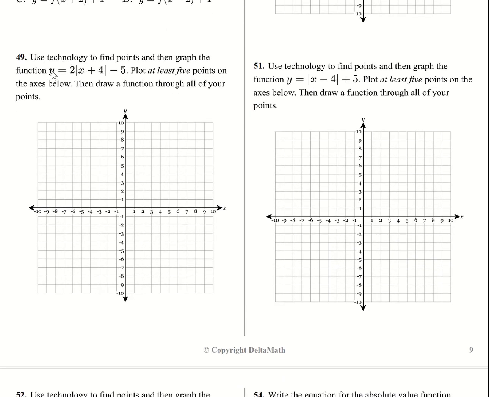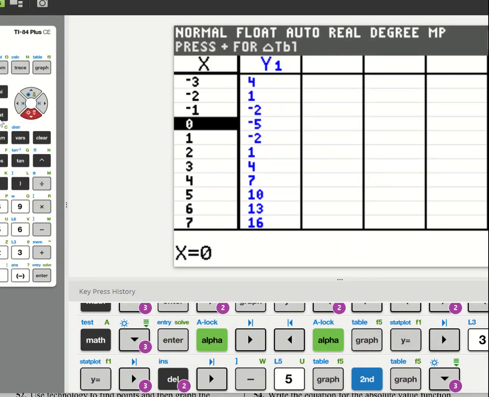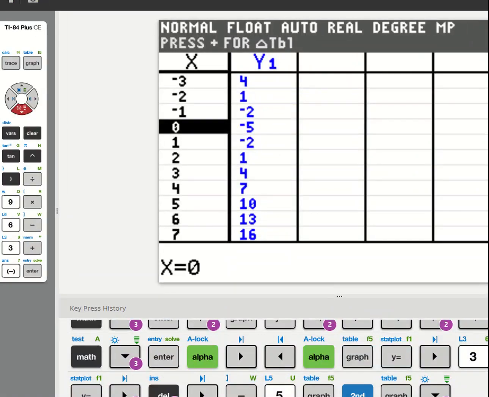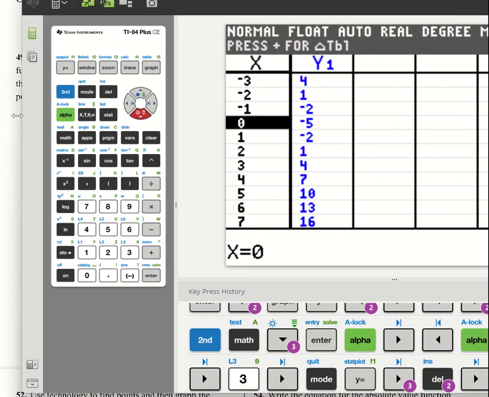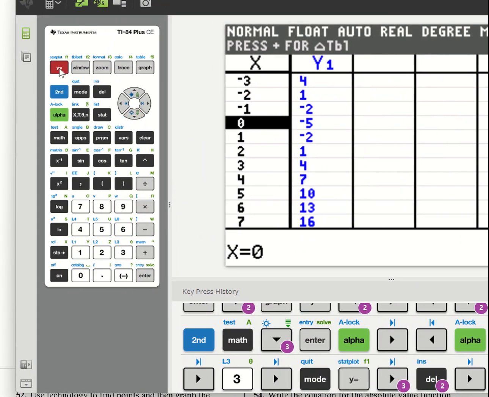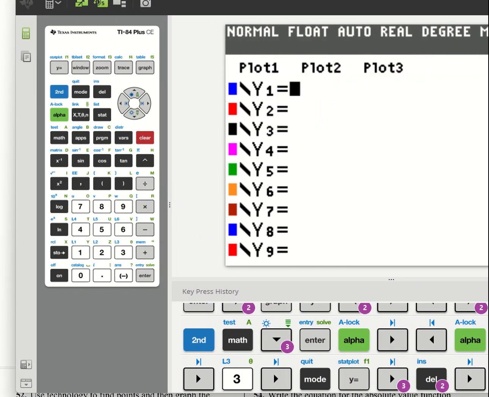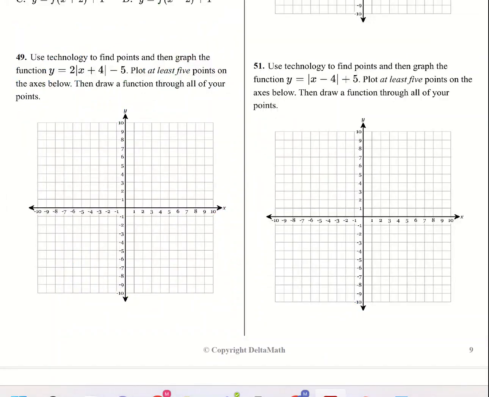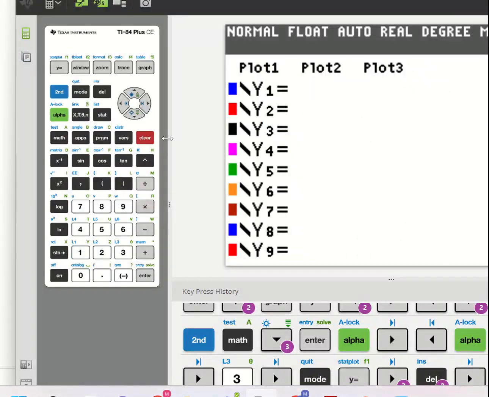Okay, this one we are graphing an absolute value function. So you can use your calculator for this. Let me move it so you can see mine. So here's what we're going to do. Well, first off, let me look at the function. So it's 2 times the absolute value of x plus 4 minus 5. Here's how you would type that in.